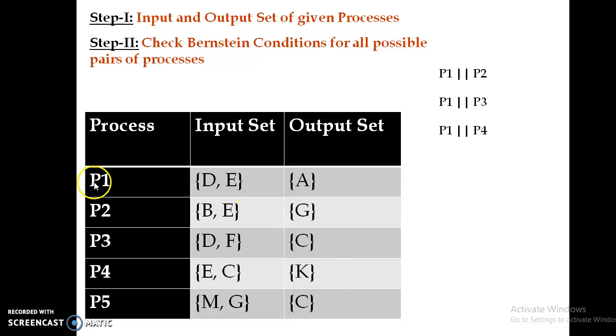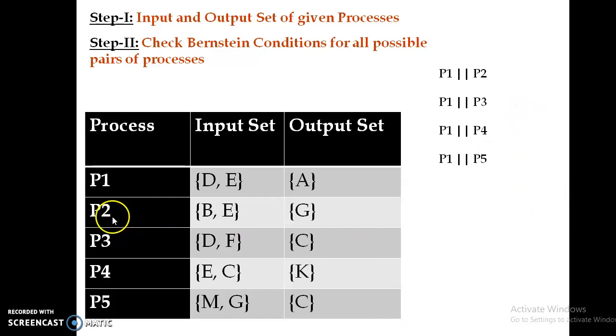Now we will check P1 with P5. Input set of P1 and output set of P5, there is no common element. Input set of P5 and output set of P1, there is no common element. And output sets of P1 and P5, there is no common element. So P1 and P5 can execute in parallel. Okay.